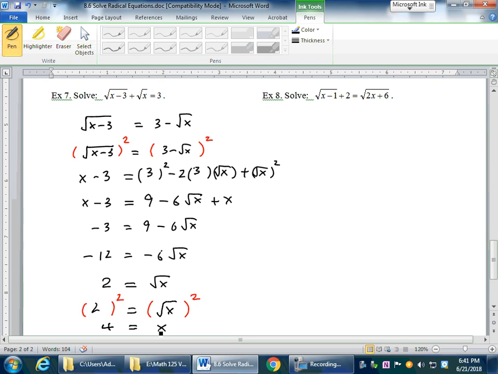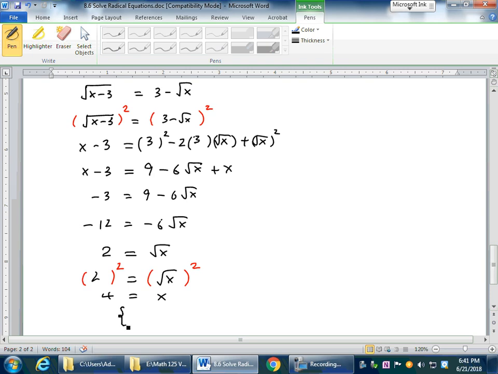And what do we need to do? Check. 4 minus 3, that is 1. Square root of 1 is 1. Plus square root of 4 is 2. 2 plus 1 is equal to 3. So therefore, this is my final answer.